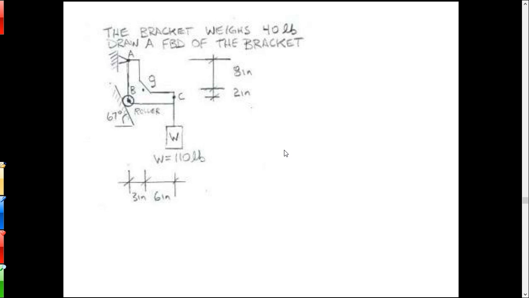So we're on page 370, I think. So I'll give that a run. Pause the recording and see if you can get a free body diagram of that, then we'll have a look at it. Okay, so let's have a look.